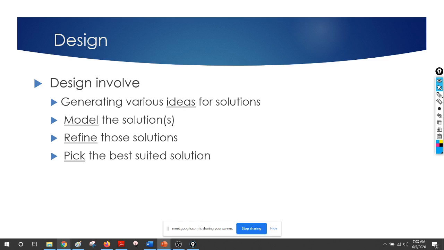So as part of the designing, they generate various ideas for solutions. They don't go and develop the first solution that comes to mind. They look at whether they can give this kind of solution, or this kind of solution, or this kind of solution. So they think about all possible solutions, right? Then sometimes they model a few solutions. Then they refine those solutions. Then they see that this solution has this set of advantages, and this set of disadvantages. So they refine those things, right? Then they pick the best solution, and then they might do the detailed design for that, right? So that is how engineers work.